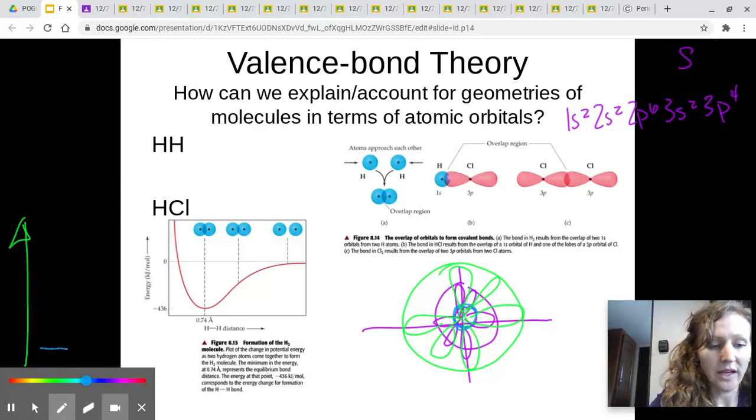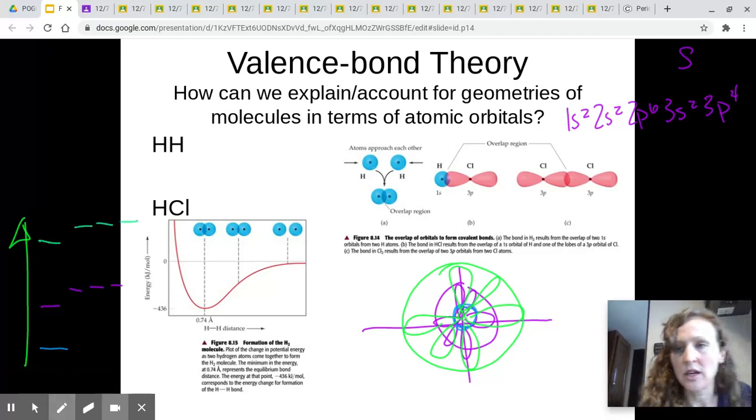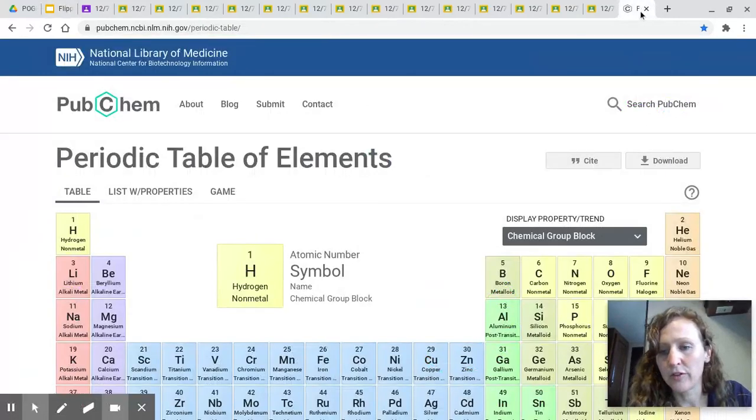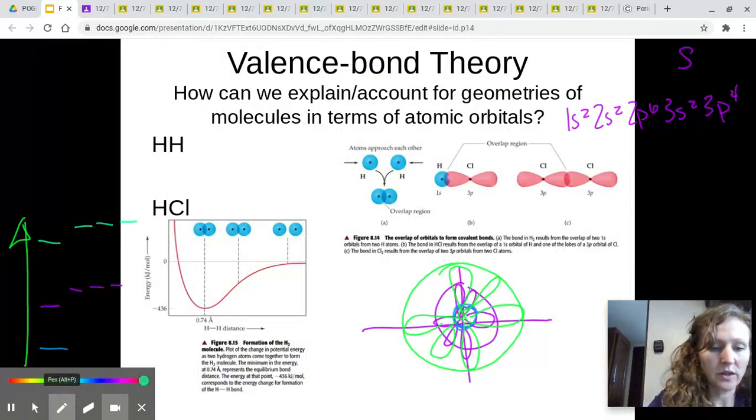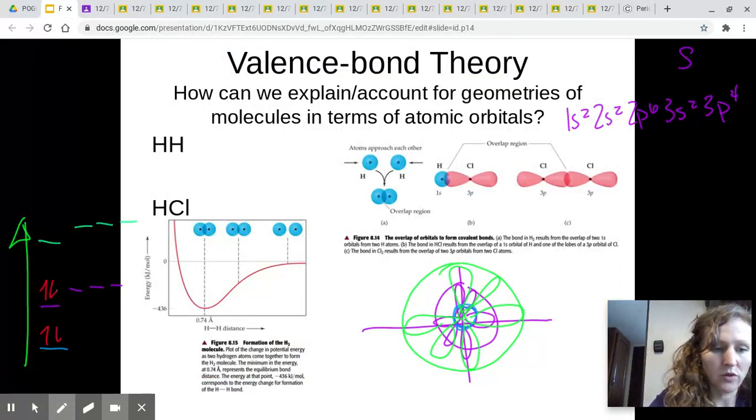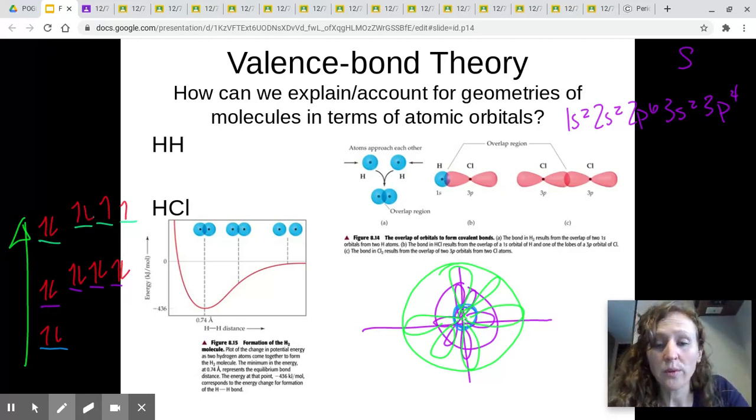We could look at the same thing from an energy diagram standpoint, right? So 1s, 2s, 2p, 3s, 3p. Sulfur is going to have 16 electrons. So I can fill this in with electrons. 1, 2, 3, 4, 5, 6, 7, 8, 9, 10, 11, 12, 13, 14, 15, 16. So all of these orbitals for the atom of sulfur are going to have electrons in them.